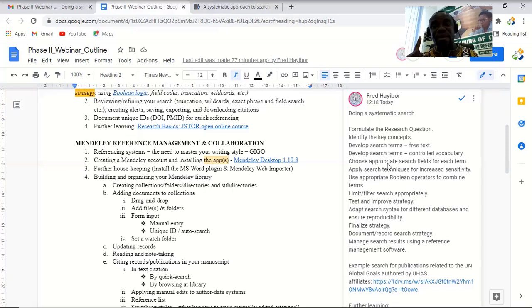That is one thing you have to keep in mind. You use the field codes or you apply certain fields to specific terminologies or concepts or keywords that you are using to build your query.